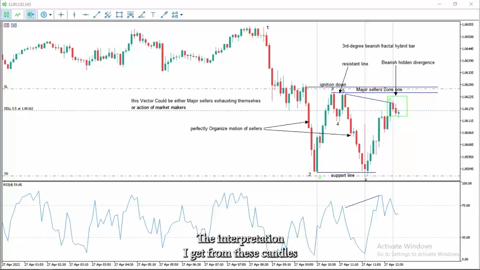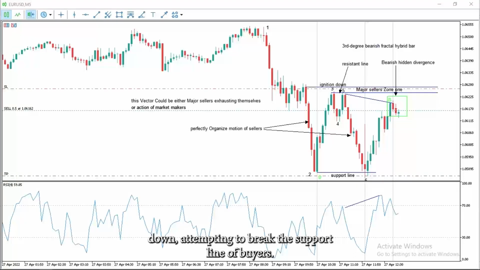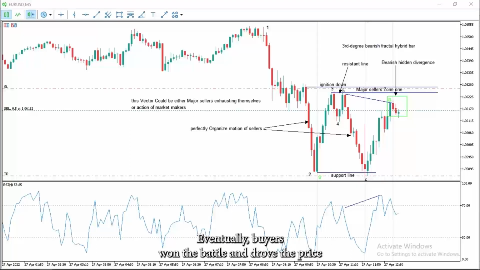The interpretation I get from these candles is that buyers were very strong at the beginning of the candle formation, but at some point during the candle formation, an even stronger pack of sellers overpowered buyers and drove the price down, attempting to break the support line of buyers, but buyers did not allow this behavior from sellers. Eventually, buyers won the battle and drove the price higher, aiming to break vectors 3 and 5. But as the price neared the major sellers zone 1, it started to display a bearish hidden divergence.